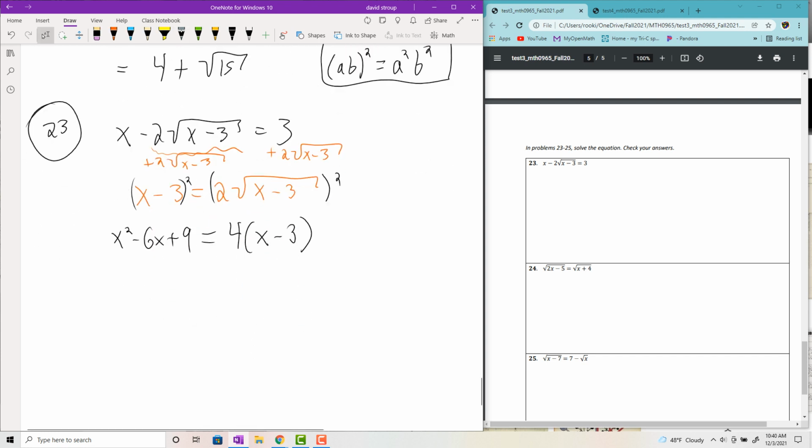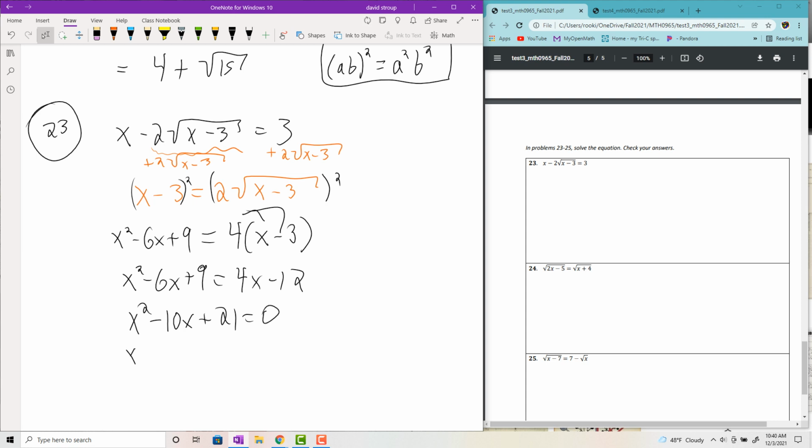Okay, then I'm going to simplify the right-hand side. So I have 4x minus 12, and then set it equal to 0, right? This is quadratic equations. So x squared, moving the 4x, minus 10x, moving the 12, plus 21 is 0. I have to factor. Looks like 7 and 3. So x minus 7 is 0, or x equals 7. X minus 3 is 0, or x equals 3.